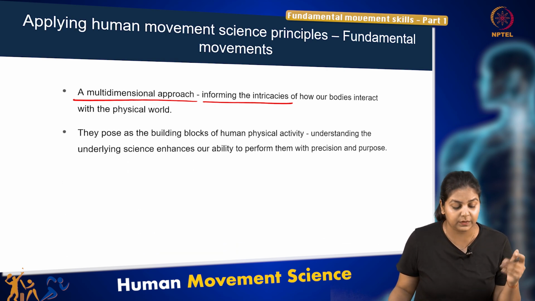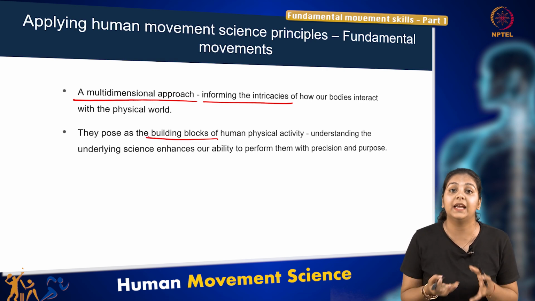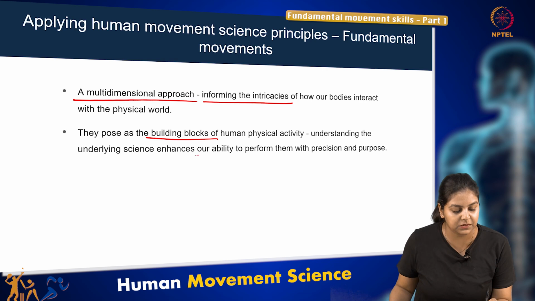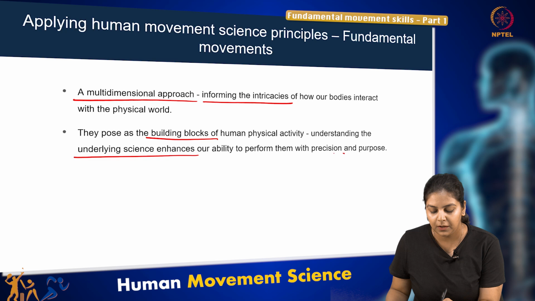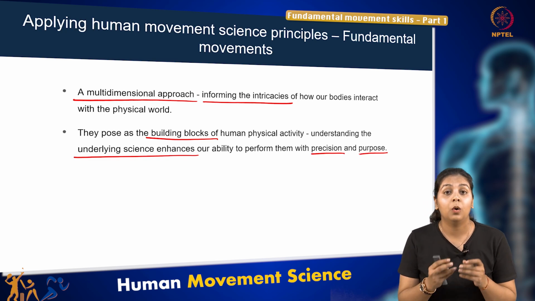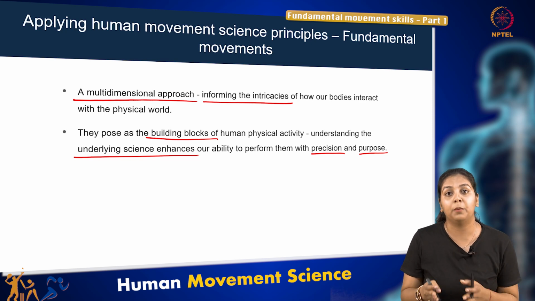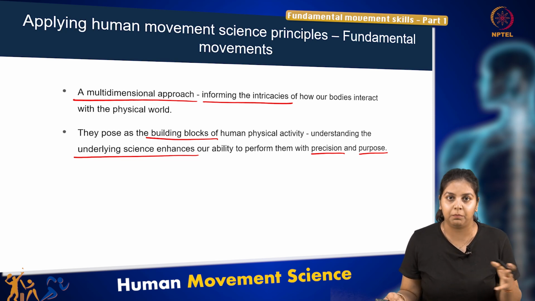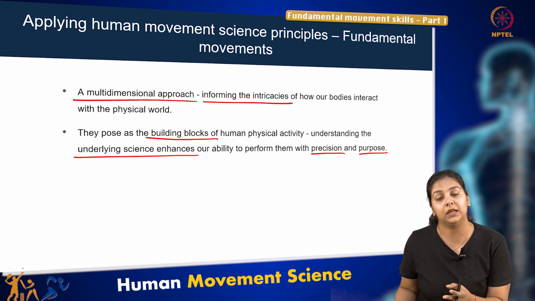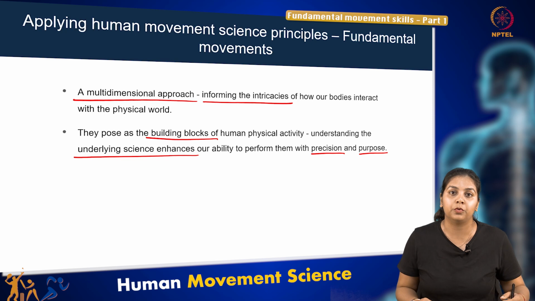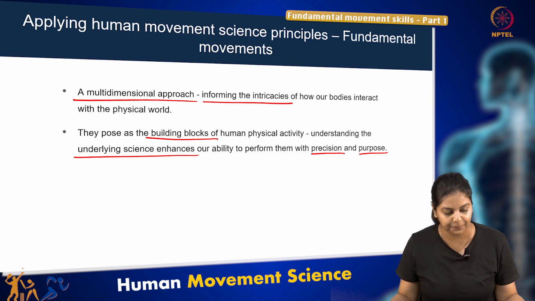They also pose, as we looked at, building blocks of physical activity, understanding the underlying science, right? So it helps us to understand the underlying science and our ability to perform them with precision and purpose. So again, when you're doing talent identification, if you could segregate the kids who are performing this with precision and purpose, you can gain an understanding into if it's their natural ability or if you need to work on them to nurture the underlying talent, right?